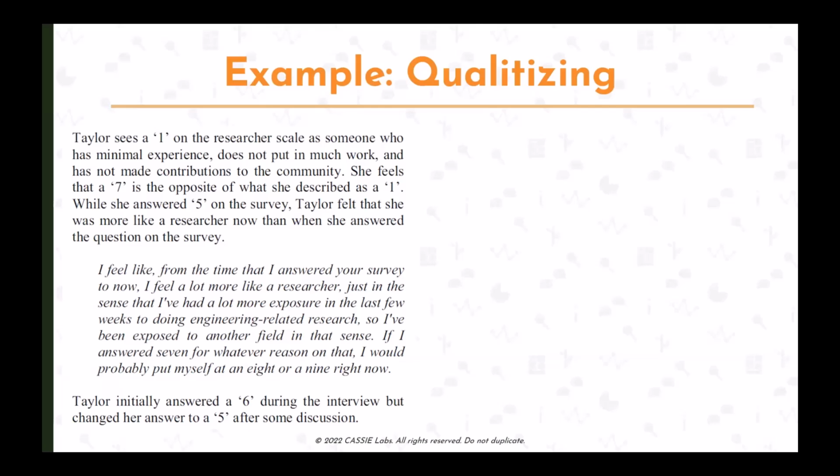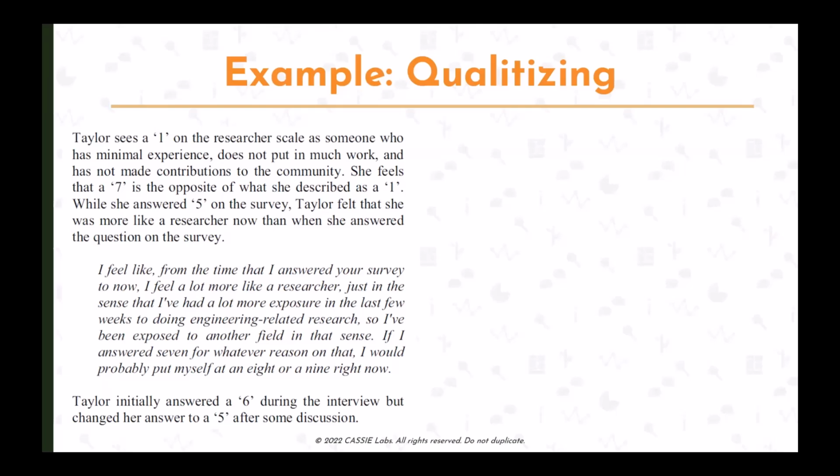And she says, I feel like from the time that I answered your survey to now, I feel a lot more like a researcher, just in the sense that I've had a lot more exposure in the last few weeks to doing engineering-related research. So I've been exposed to another field in that sense. If I answered 7 for whatever reason on that, I would probably put myself at an 8 or a 9 right now. But then there's some other quotes that I don't put here. And Taylor initially answered a 6 in the interview, but then after further reflection, a quote that's not here, she actually brought herself down to a 5.